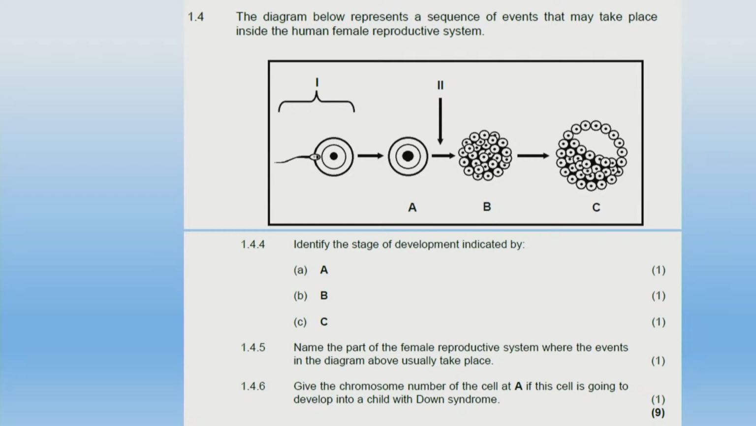And then 1.4.6, give the chromosome number of the cell at A. Here is cell number A. You still remember that cell A should have 46 chromosomes. But the question is like this: if this cell is going to develop into a child with Down syndrome, it means that the chromosome number now will be 47. So there will be an extra chromosome. That is why we will have 47.